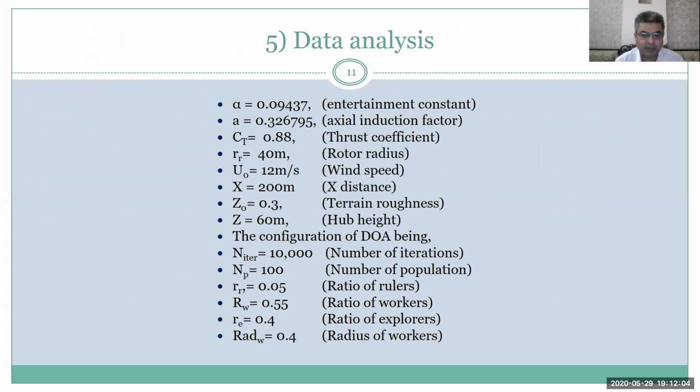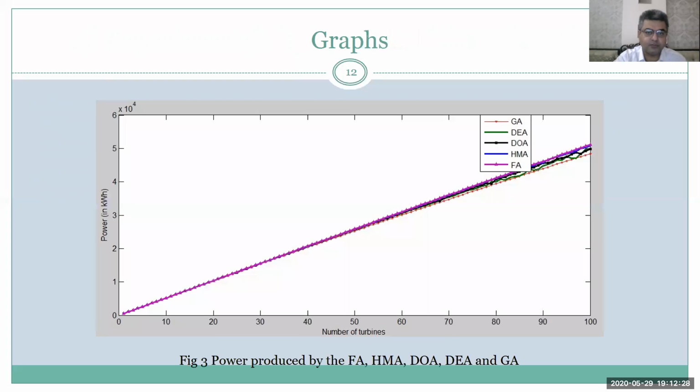These are the same parameter values, starting from the entrainment constant up till the hub height, that have been used by Mittal as well as in previous studies. The DOA has been configured by the given parameters, and it is a new algorithm, and it can be applied and tested by the use of the same parameters to validate my results by anybody who wishes to do so.